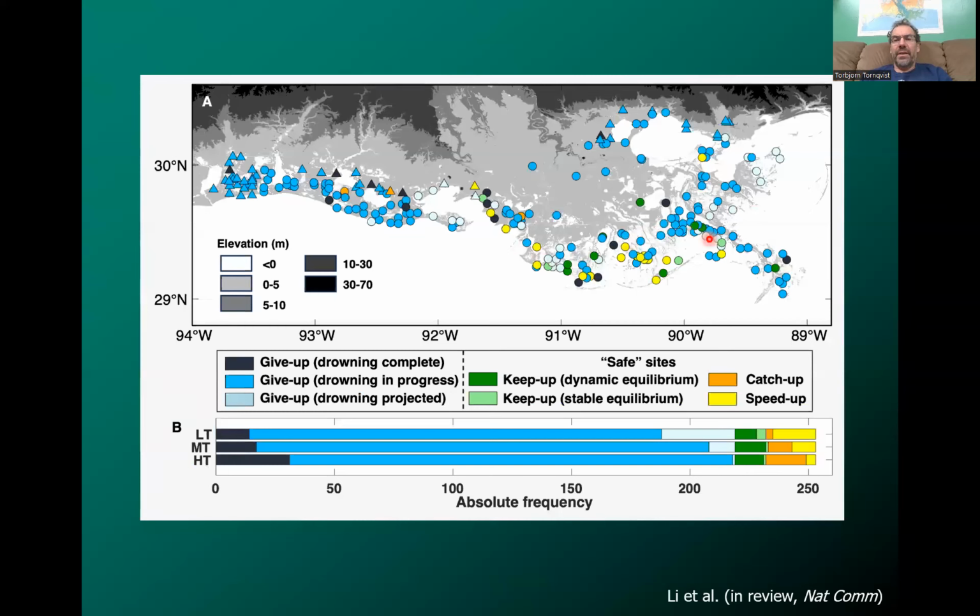So the important point here is that this is a really big step forward in how we can analyze these data, because we can now actually look at what is really happening at the site level, not only in terms of surface elevation change, but also in terms of local water level change.